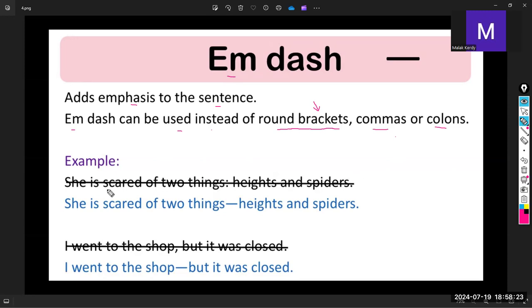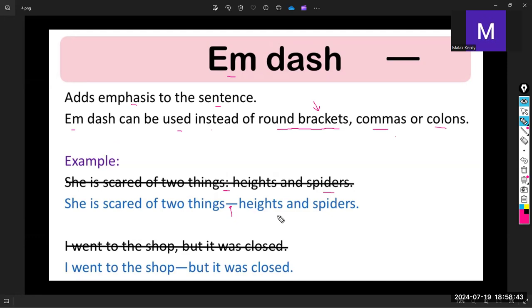Absolutely, we have some examples. Notice the example here. Instead of saying, for example, she is scared of two things: heights and spiders, we can say she is scared of two things, M dash, instead of the colon, heights and spiders.